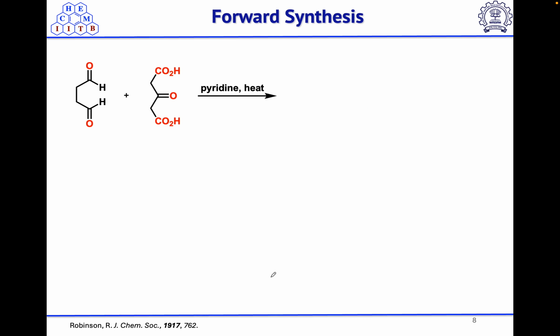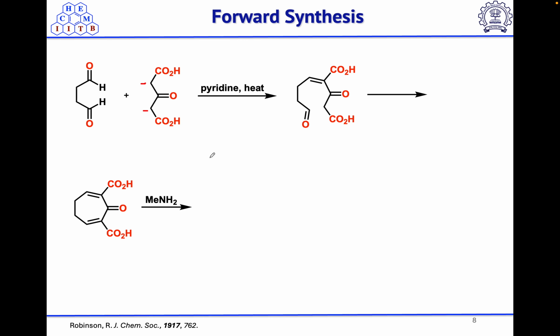Now in forward synthesis, we'll start from this under pyridine and heat condition. Okay, what will happen? This will abstract the acidic proton. So basically, in the first step, this carbon-carbon bond will form, and you will get this unsaturated double bond, right? Similarly, here also in this second step, you will undergo the same reaction and you will get the product. Okay.